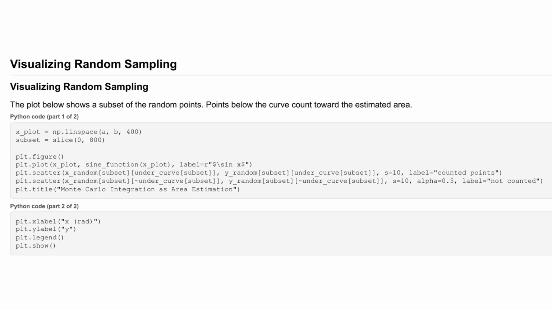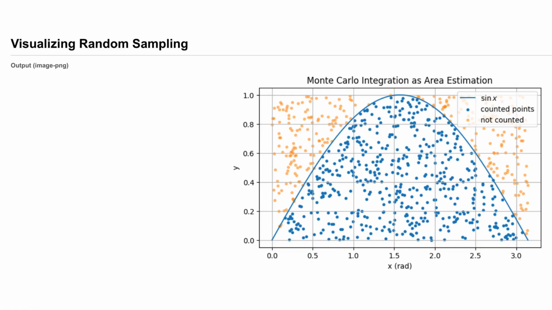We are plotting the sine function and a subset of our random points. You can see how the points are scattered throughout the rectangle, with only the colored ones contributing to our area count. This scatter plot illustrates the hit-or-miss nature of the algorithm. The estimated area is essentially the probability of a random point landing in the shaded region, which becomes more accurate as we increase the number of trials.